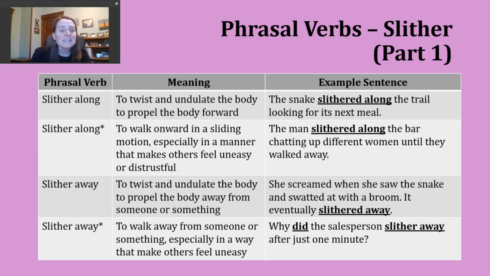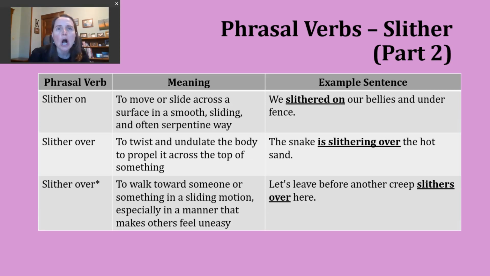Okay. Now let's continue with slither on. The way we use this. So here we're moving or sliding across a surface in a smooth, sliding, and frequently a serpentine way. So serpentine, snake-like. An example like that: we slithered on our bellies under the fence. So again, this is different than crawling. We're not on our knees, right? But we're on our stomachs, kind of trying to move or slide our way under.